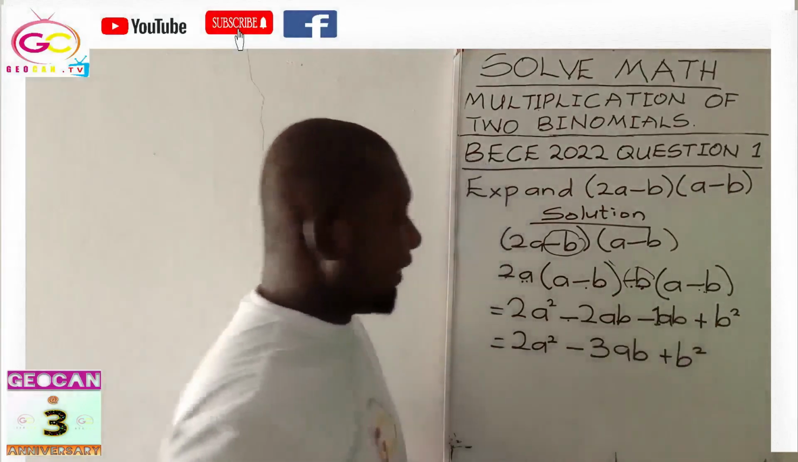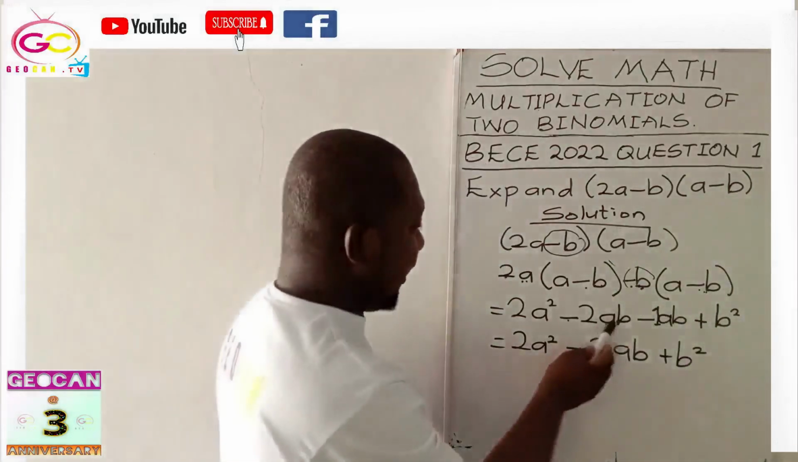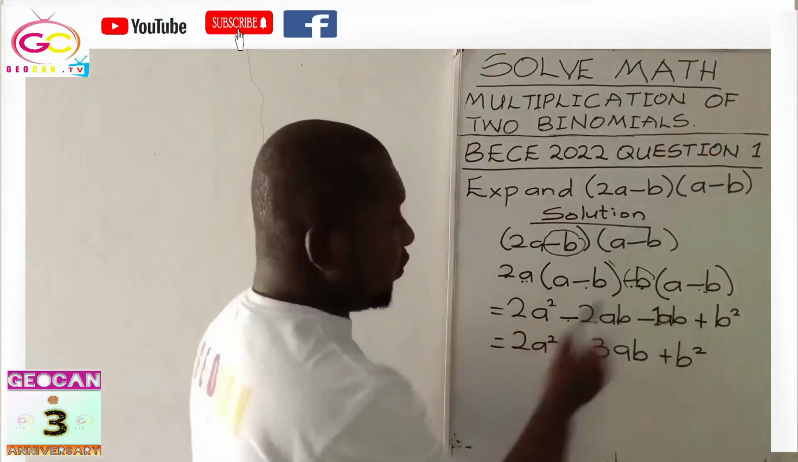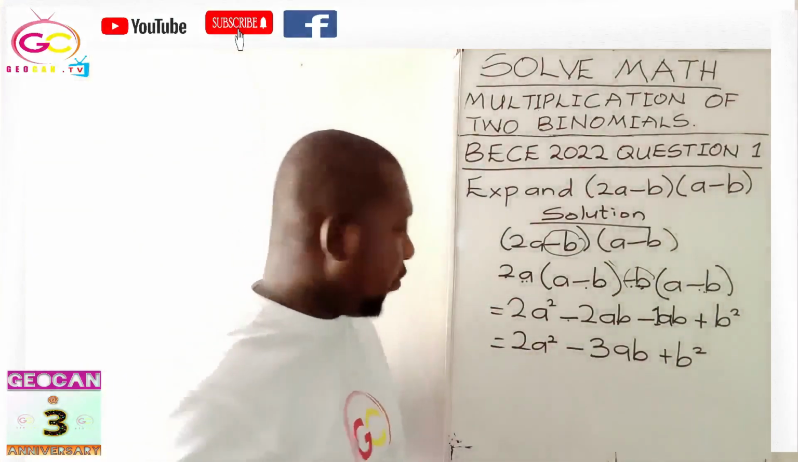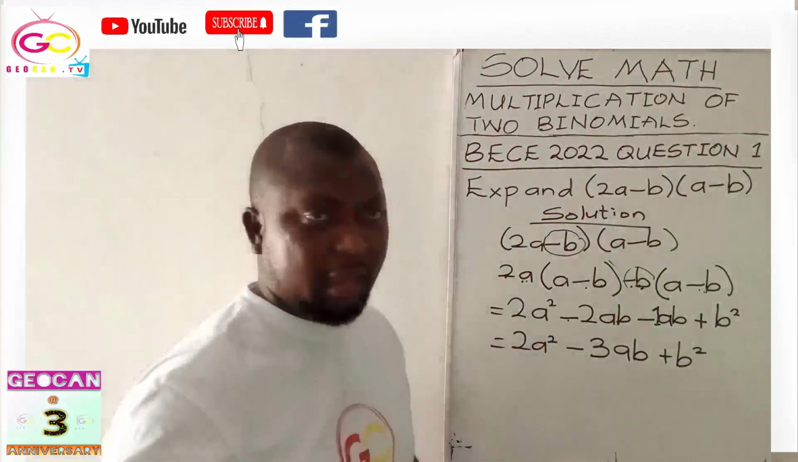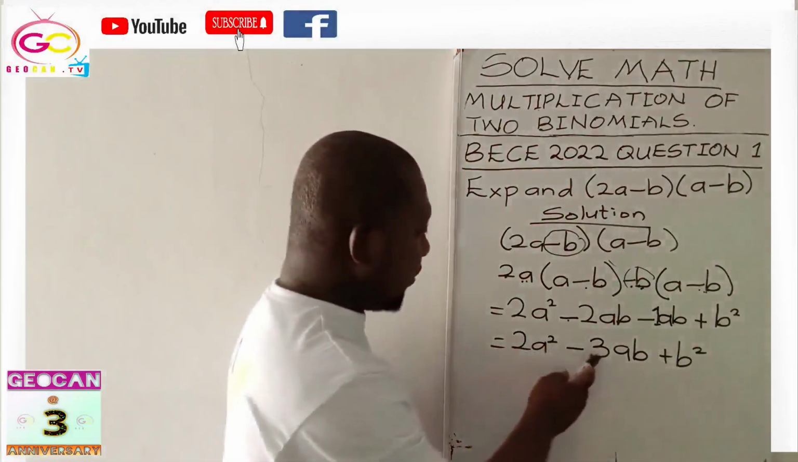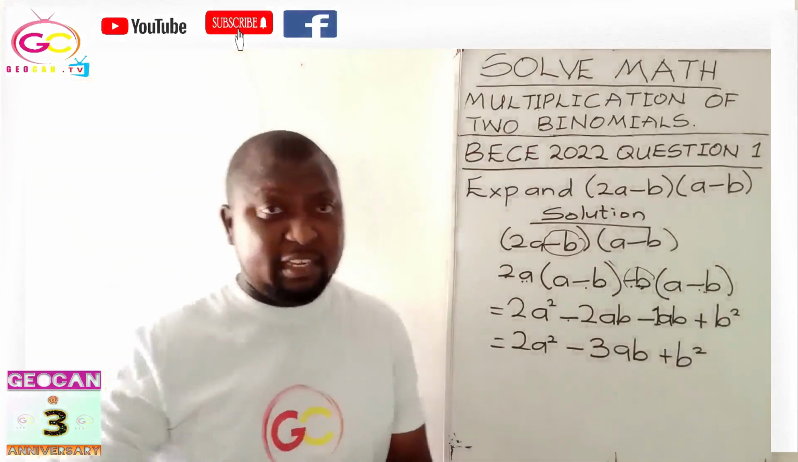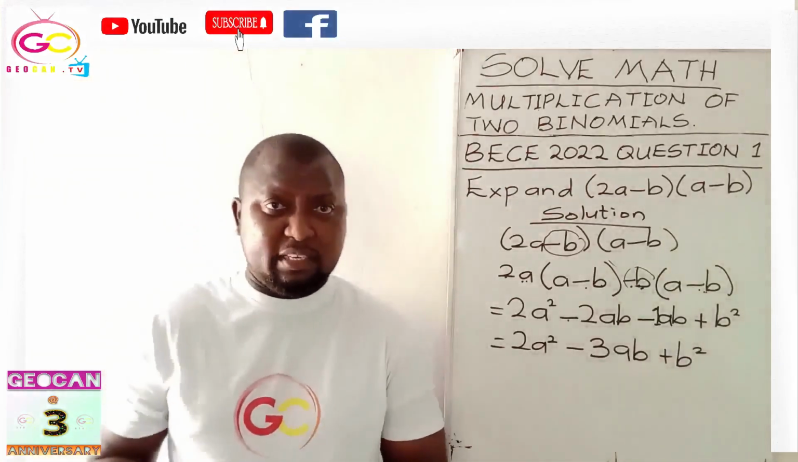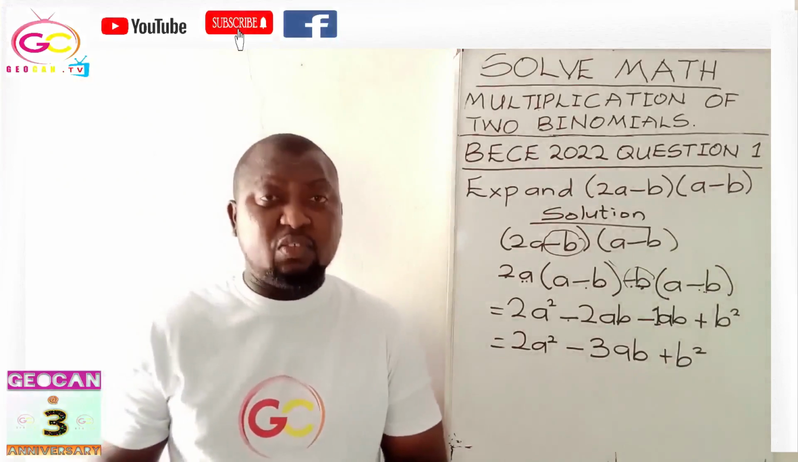So you solve the like terms. This had ab, this also had ab, that's why you solve them together. I hope you understood that particular point. So voila, our answer is 2a squared minus 3ab plus b squared. Easy as ABCD. This brings us to the end of today's lesson on Solve Math.